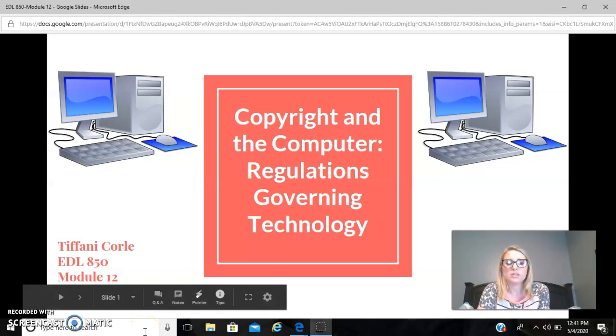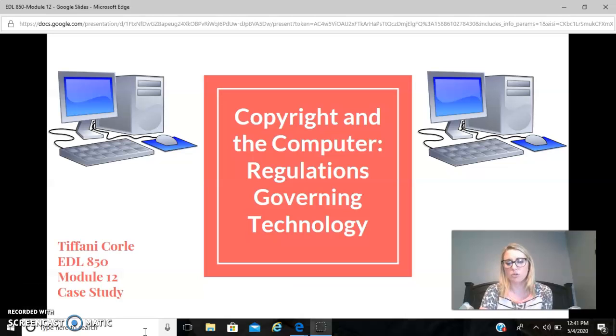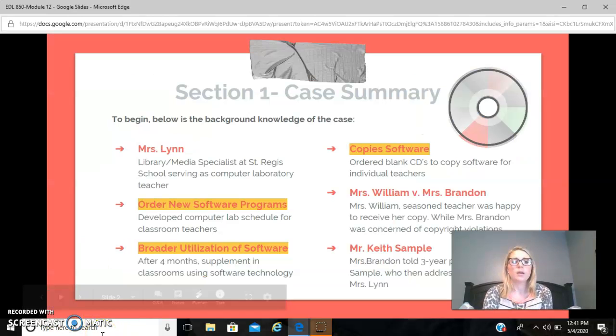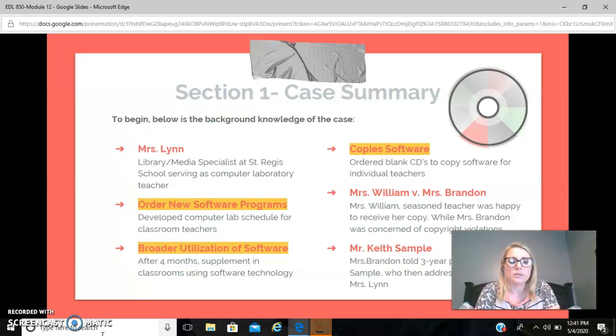This is my EDL 850 Module 12, Copyright and the Computer Regulations Governing Technology. So first is Section 1, the case summary, some background information about the case.